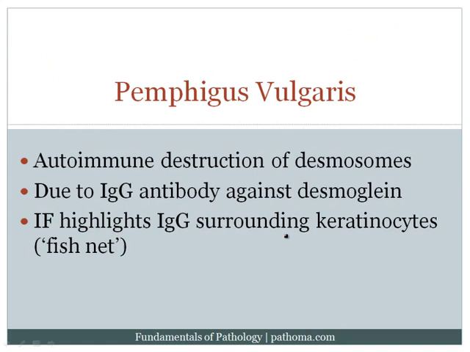The first disorder is pemphigus vulgaris. This is when you get autoimmune destruction of the desmosomes, and it's due to an IgG antibody against a component of the desmosomes called desmoglein.